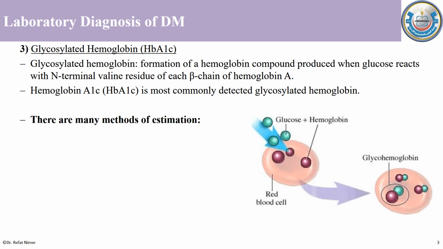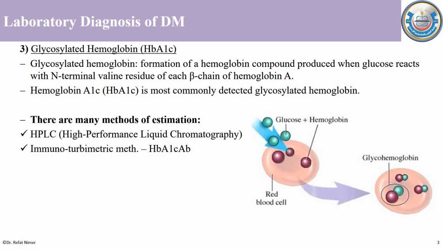Now there are many methods of estimating hemoglobin A1C. The first one is high performance liquid chromatography, the HPLC. It could also be done by an immunoturbidimetric method, using an antibody for the hemoglobin A1C. The antibody reacts with the hemoglobin A1C as the antigen and forms a complex between antigen and antibody.